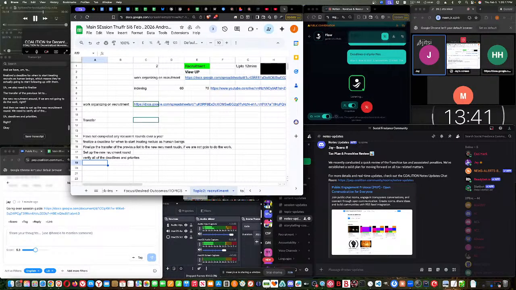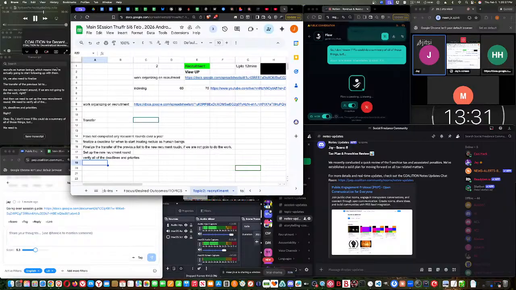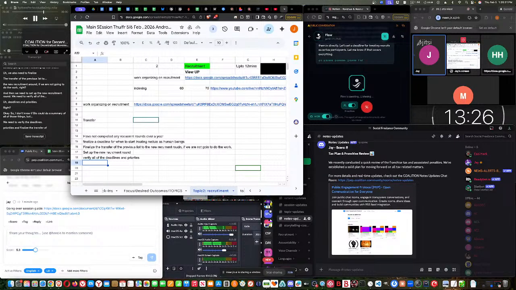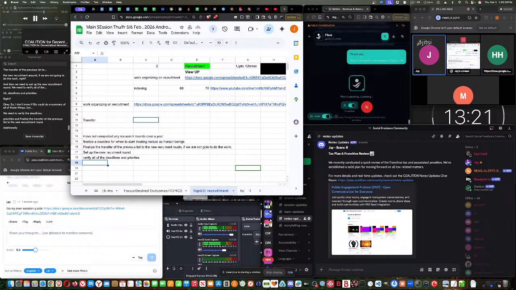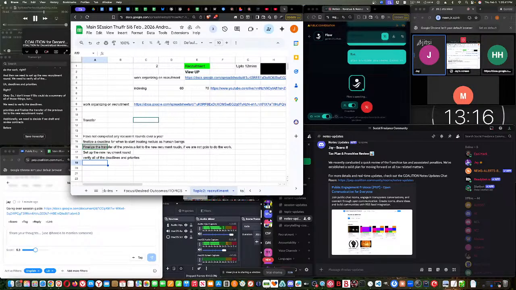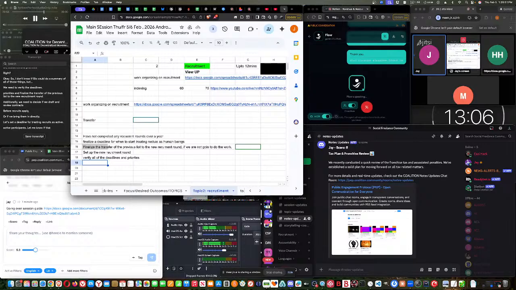Okay. So I don't know if Flo could do a summary of all of those things. We need to verify the deadlines, priorities, and finalize the transfer of the previous list to the new recruitment round. Additionally, we need to decide if we draft and review contracts before recruits apply or if we bring them in directly. Let's set a deadline for treating recruits as active participants. Let me know if that covers everything.